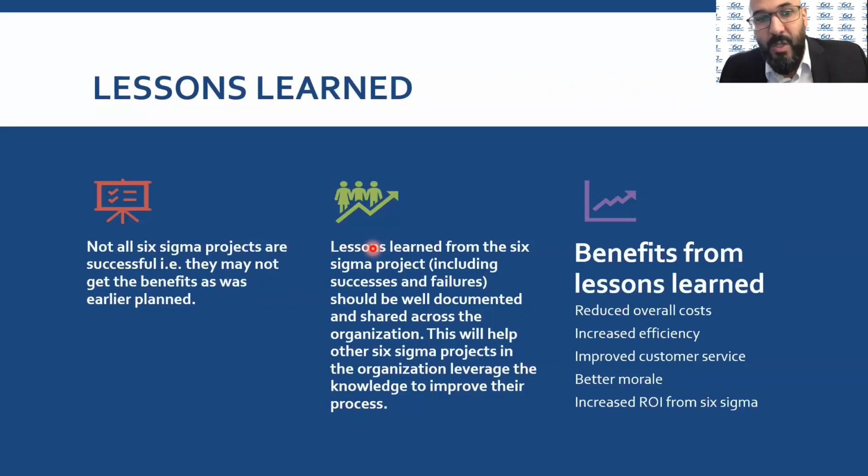The last thing in the control phase is that you have to have lessons learned. As I mentioned, this is one of the outputs. Keep in mind that not all Six Sigma projects are successful. They might fail, or they might not get the benefits as expected earlier. Therefore, you have to have lessons learned. These should be documented because you and your team need to learn from your failures. Also, you need to share your experience with other Lean Six Sigma practitioners, so that will help them avoid any mistakes that you've run into.